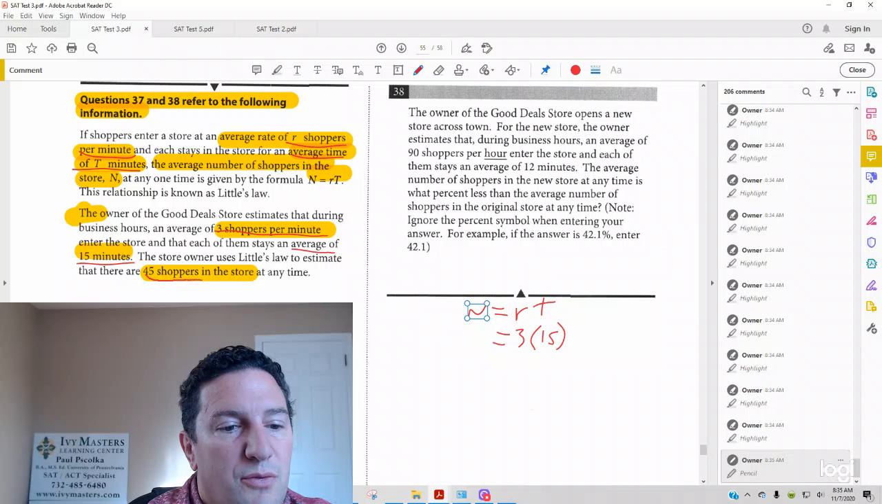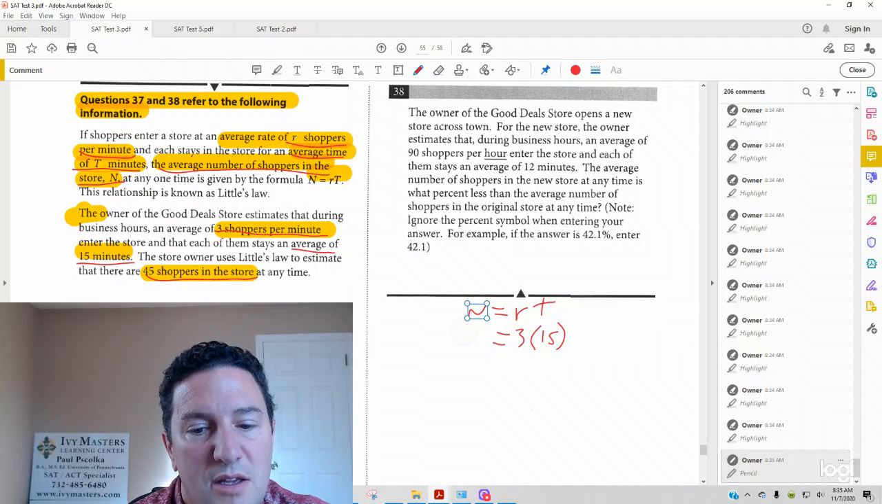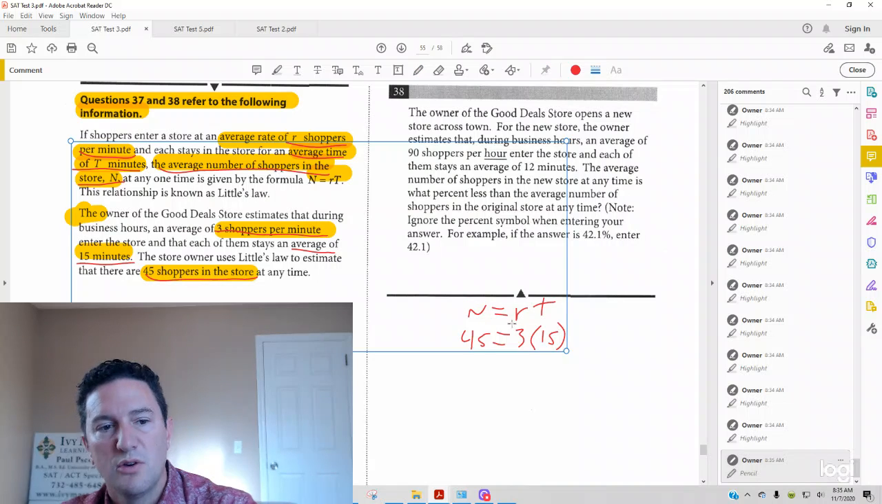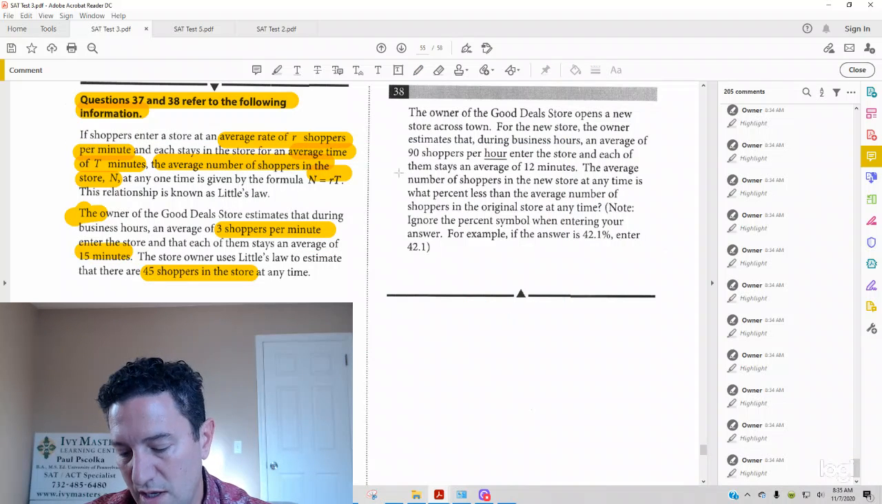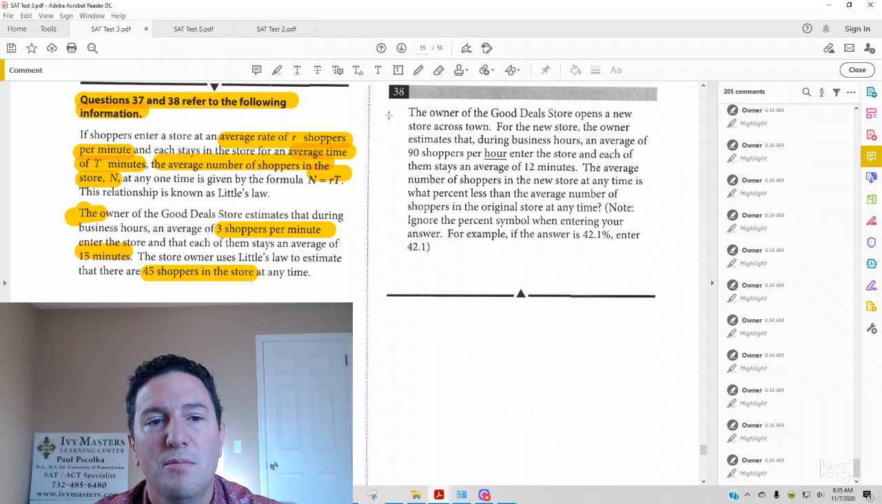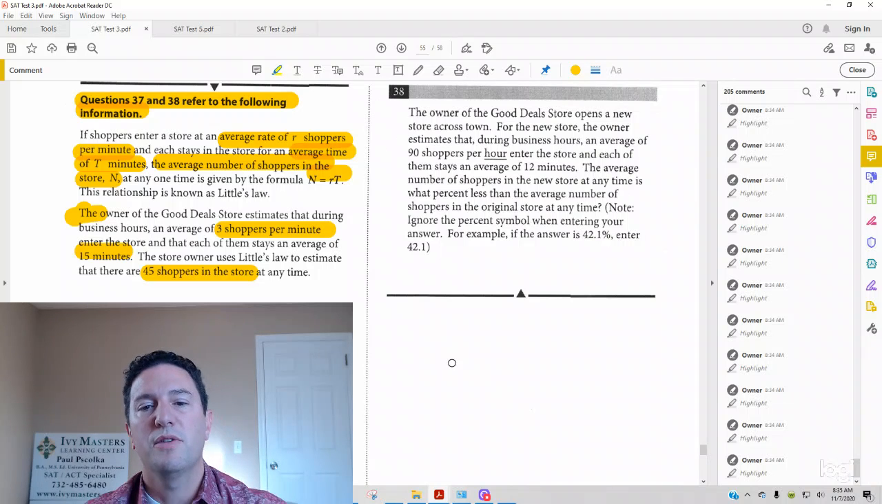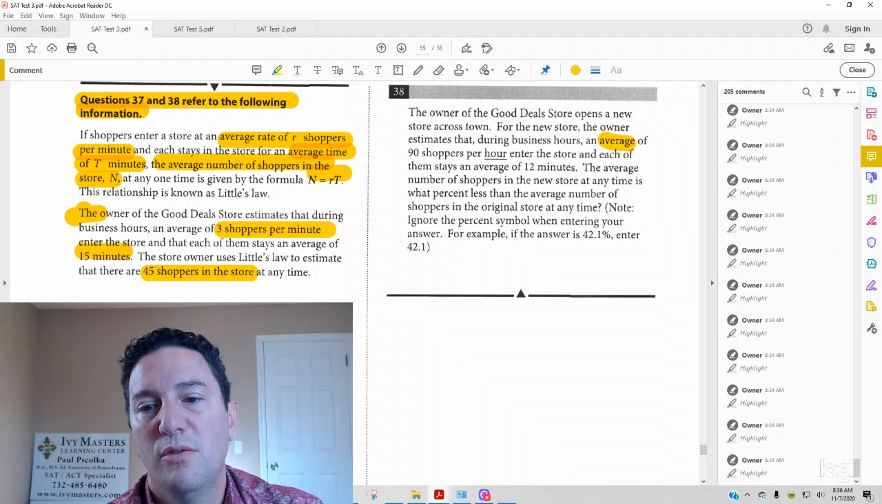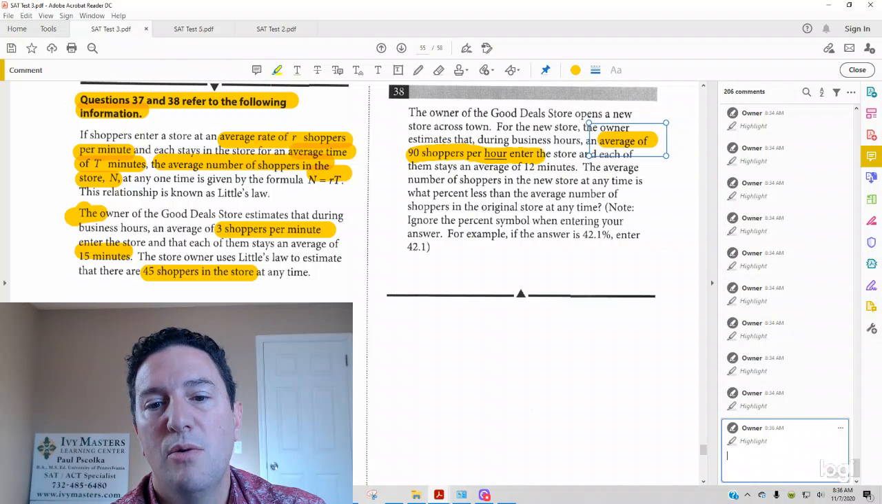And then it says that there are 45 shoppers in the store. And the average number of shoppers in the store is N, so 45. And sure enough, 3 times 15 equals 45. So I'm going to erase that. Now that we have a grasp on what's going on in the problem, we're ready to tackle number 38. The owner of the Good Deals store opens a new store across town. For the new store, the owner estimates that during business hours, an average of 90 shoppers per hour enter the store, and each stays an average of 12 minutes.